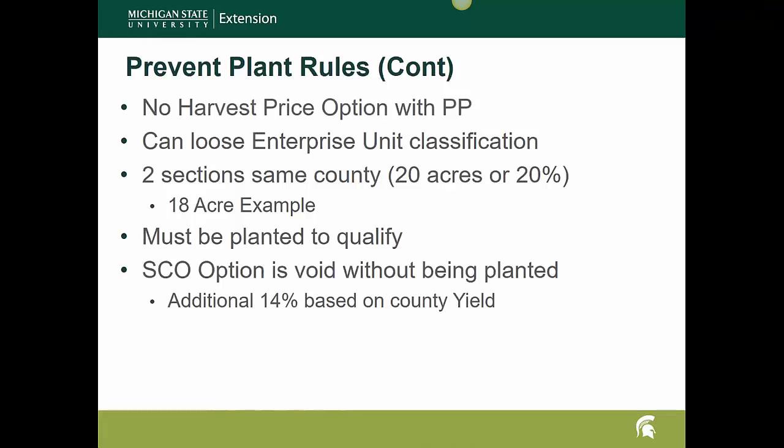SCO, the supplemental coverage option, which is county based, and a lot of people did buy this year. It's a bonus on top of your regular crop insurance. Effectively, it's 14% additional coverage based on a county average yield. It's void without being planted. So just because you have prevent plant, your SCO option is going to be kicked out, and that's a 14% loss of potential income protection on your crop insurance because you didn't plant the crop.